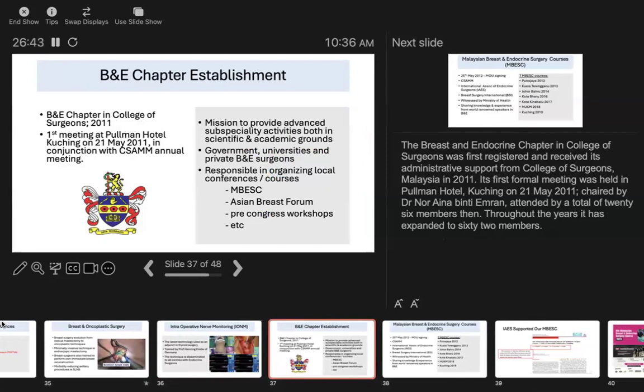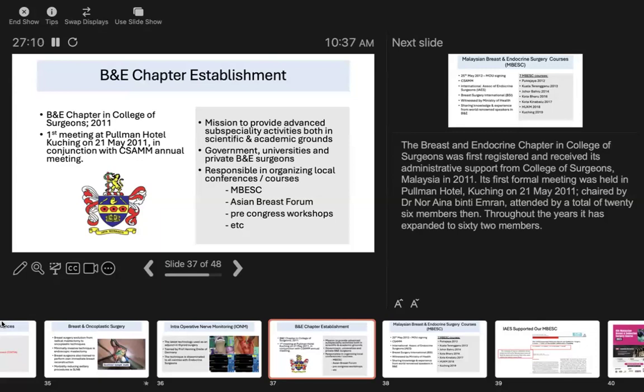Next is the BNE chapter. I hope all of us know we are now under the umbrella of the Breast and Endocrine chapter. It was first established in 2011 under the College of Surgeons. Our first meeting was in 2011, at the Pullman Hotel in Kuching, in conjunction with the Malaysian annual meeting of the College of Surgeons.